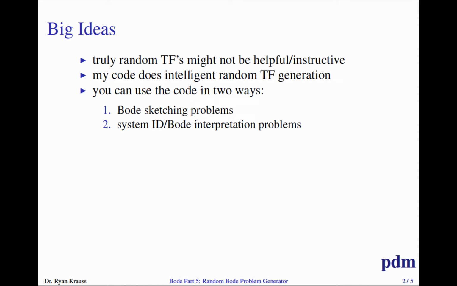Kind of the big idea is that if you really did just do a random transfer function, I think that might not be very helpful from a pedagogical point of view. It might not be very instructive. And so I've tried to write code that does an intelligent random transfer function generation. And you can use this to study for Bode related problems or learn Bode in two ways. You could generate a transfer function, show yourself that transfer function, say sketch this, or you could generate a random transfer function, show yourself the Bode without looking at the transfer function, and then try to determine the transfer function first.